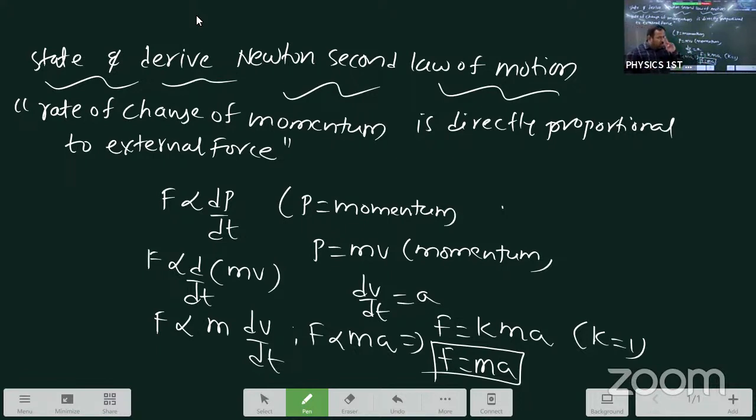Sometimes they are asking two special cases for this. What is that? One is a particle moving in circular path. A particle moving in circular path, any force acting toward the center.